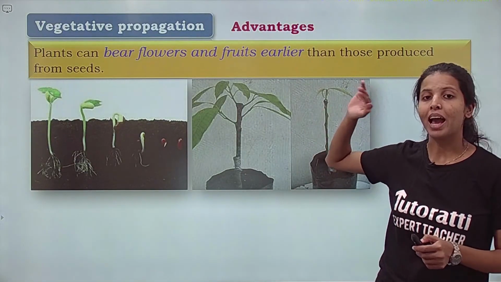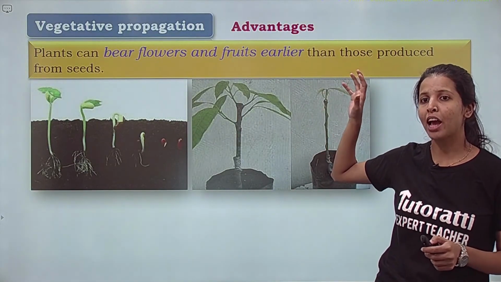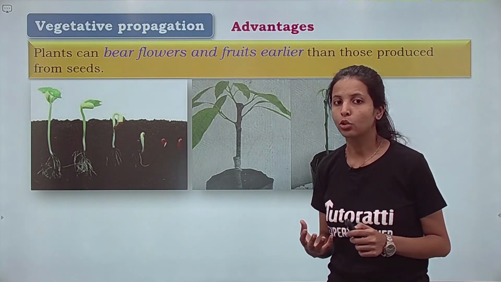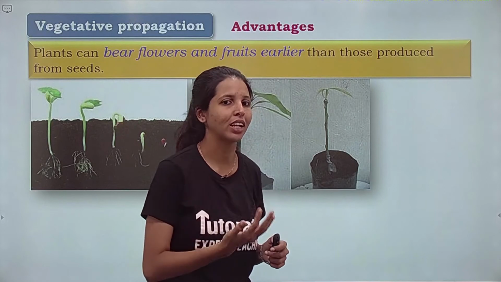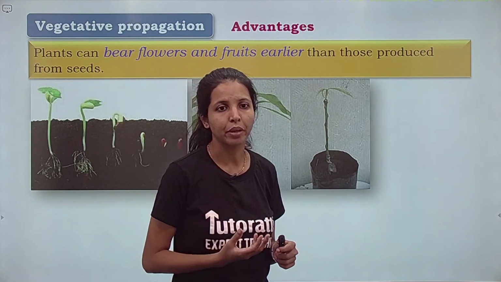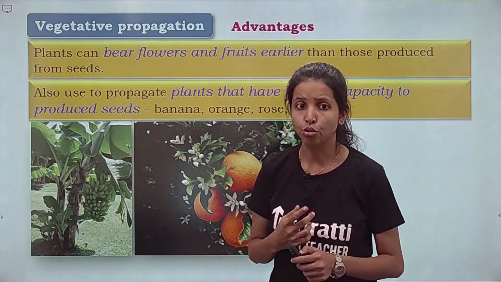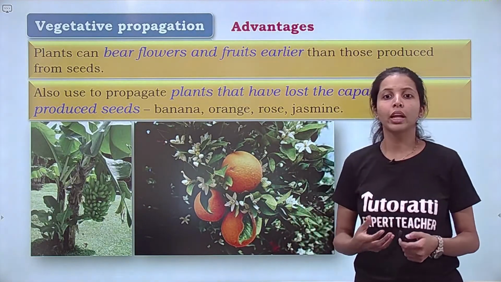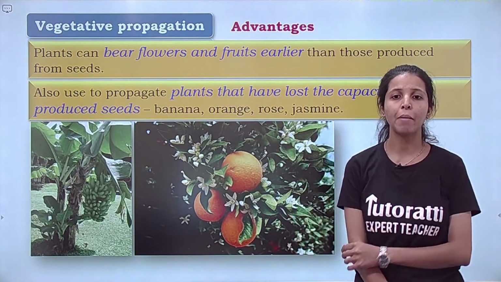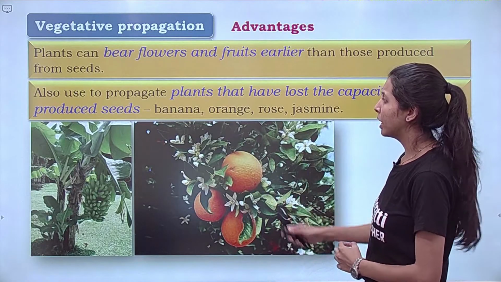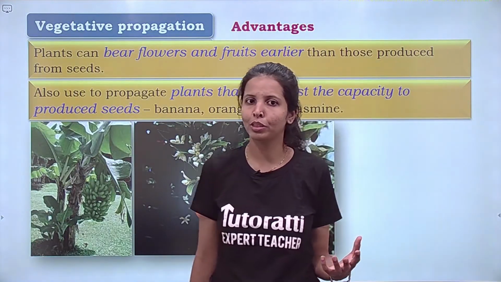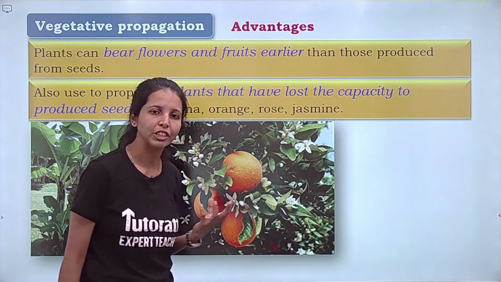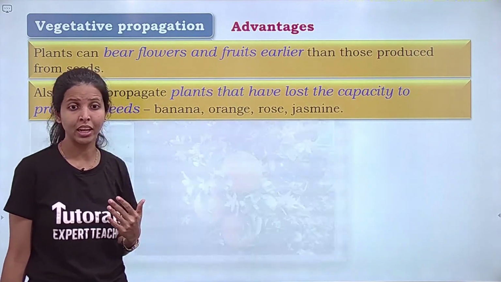Firstly, plants can bear flowers and fruit earlier than those produced from the seed. So basically ये वाला process जो है, it is faster compared to when they are produced from seeds. Also, it is used to propagate plants which have lost their ability to produce seeds. Banana, orange, rose, jasmine, they have lost their ability to produce seeds, but with the help of vegetative propagation we can grow them.